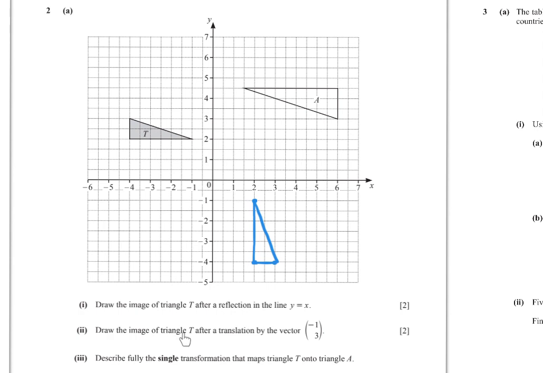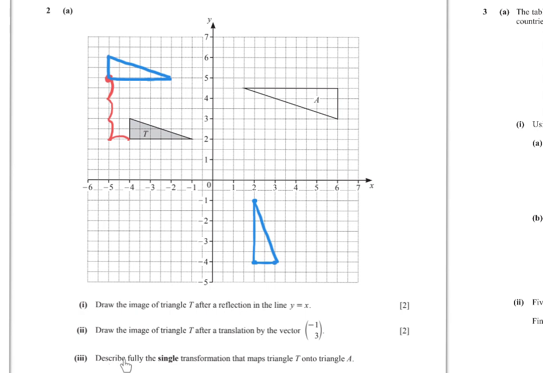Part ii, draw the image of triangle T after translation by the vector negative 1, 3. Negative 1, 3 means 1 unit to the left and 3 units up. So apply this to the point: 1 unit left, then 3 up, 1, 2, 3. This is the image of this point. Now you can complete the triangle on your own, from this point 1 unit left and 3 up. Then complete the triangle. This is the image by translation negative 1, 3.